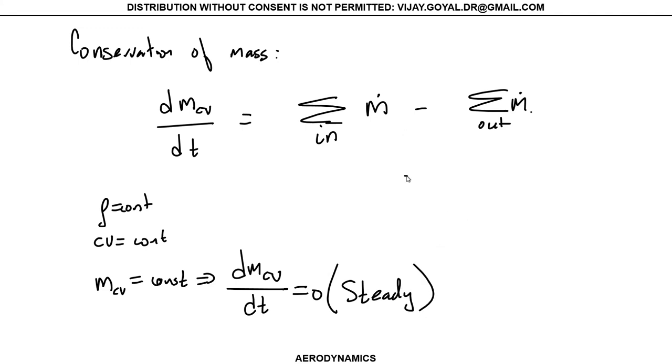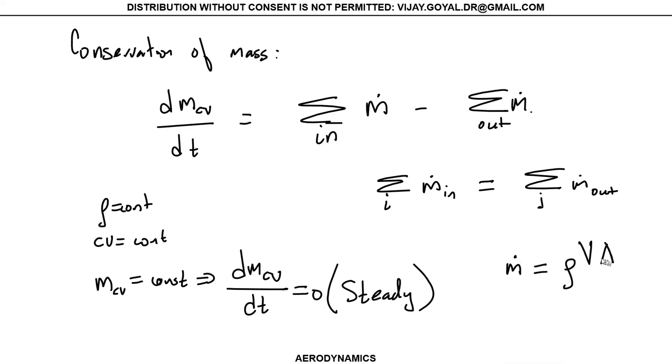Okay, so if that's the case, then what we are saying is that all the mass that's going in is going to equal all the mass that's actually going out. And if you remember from the class notes, your total mass flow will be your density times your velocity times the area. Okay, so let's see how this works for this particular problem.